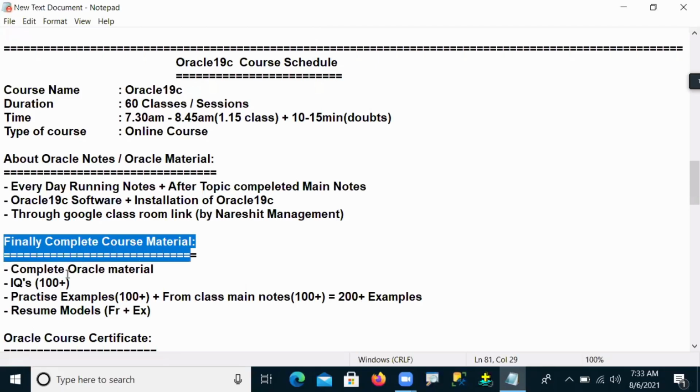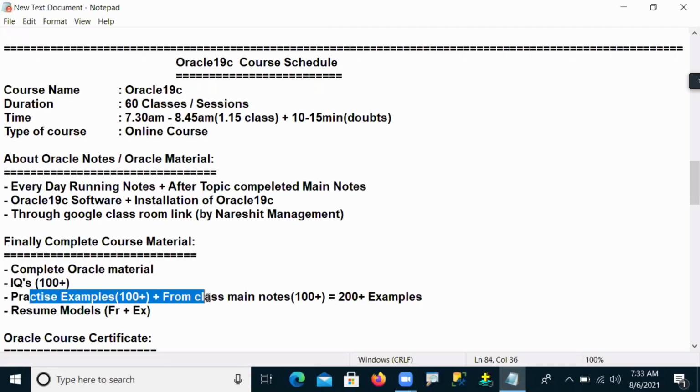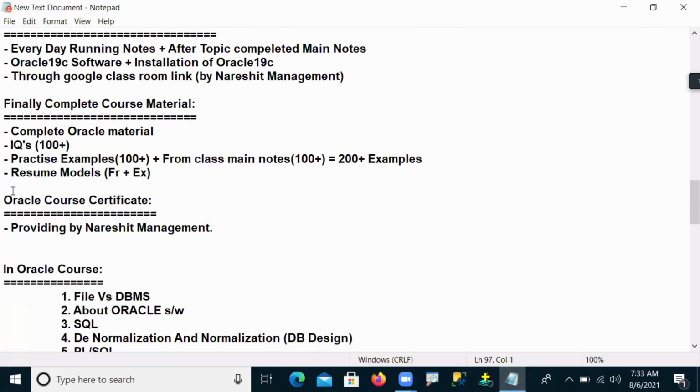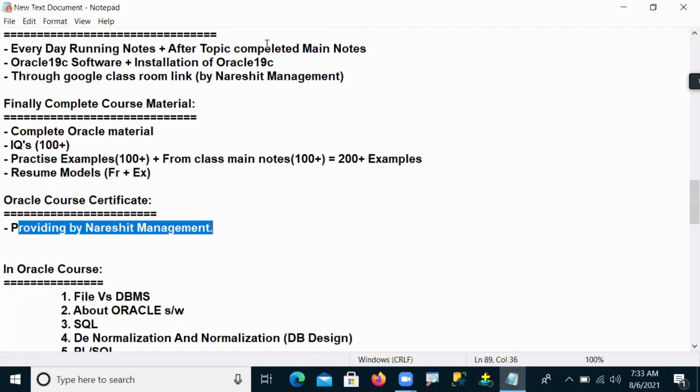Once your course is completed, these are the final material: the Oracle final material, some IQs, interview-level questions, some practice, and class main examples, a total of 200-plus examples that we are getting. I will forward the resume to you. After that, there's also an Oracle course certificate provided by Naresh IT. After finishing this course, you will get the Oracle course certificate.